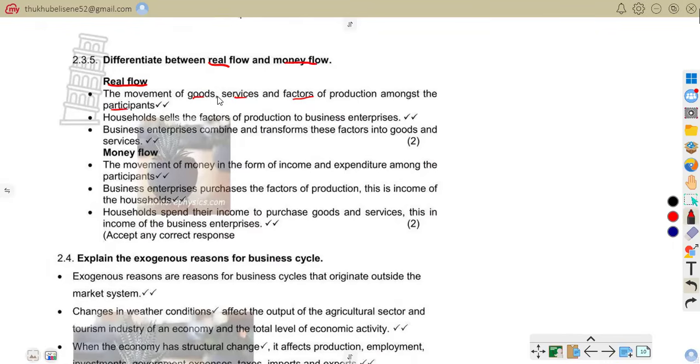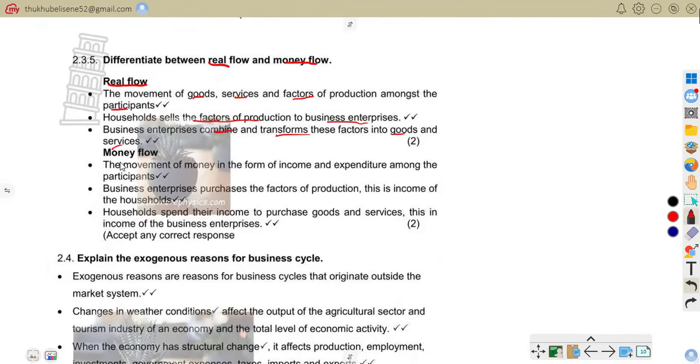For example, workers providing labor to a factory. So that is a real flow. Also, it says households sell factors of production to the business enterprises. So meaning to say, households supply labor, land, and skills to firms. For example, a teacher working at a private college. Now, business enterprises combine and transform these factors into goods and services. So it means firms use the resources to produce output.